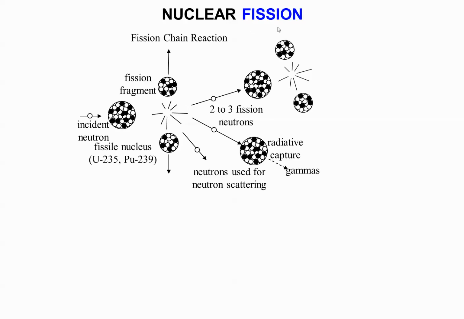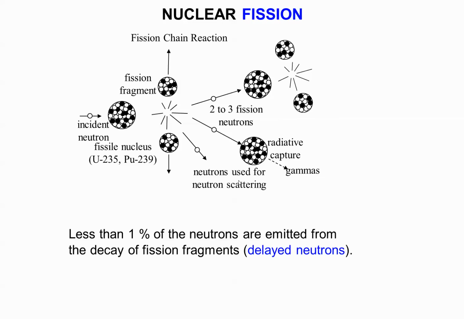One nuclear reaction, nuclear fission. Neutrons are absorbed in a heavy fissile nucleus like uranium-235 or plutonium-239, giving off two fission fragments and a couple of neutrons which get slowed down and used either to sustain the nuclear reaction or for neutron scattering. I'd like to mention that less than 1% of the neutrons are emitted from the decay of fission fragments. They're called delayed neutrons. Even though it's a small fraction, these delayed neutrons are essential for the safe operation of nuclear reactors.